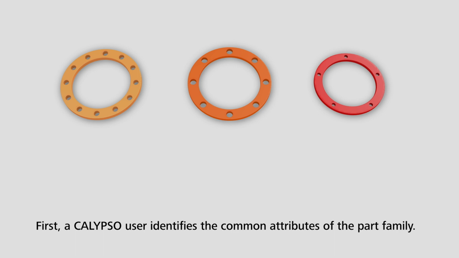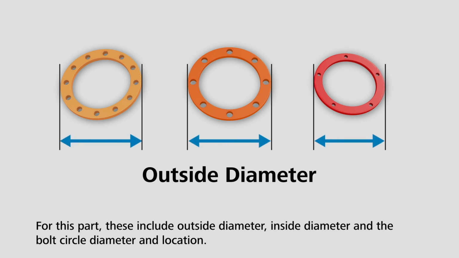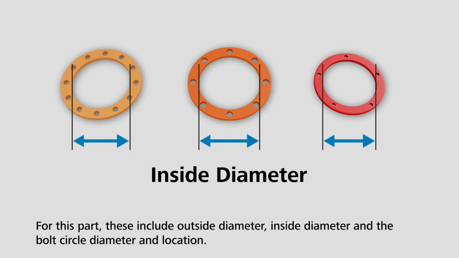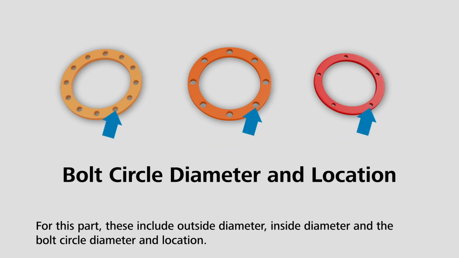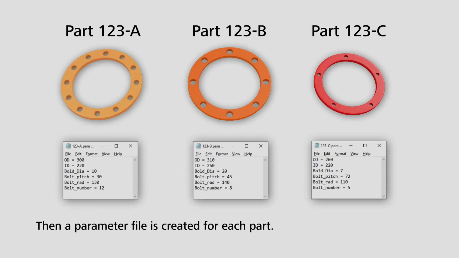First, a Calypso user identifies the common attributes of the part family. For this part, these include outside diameter, inside diameter, and the bolt circle diameter and location. Then a parameter file is created for each part. The file contains a parameter name and the part nominal value.